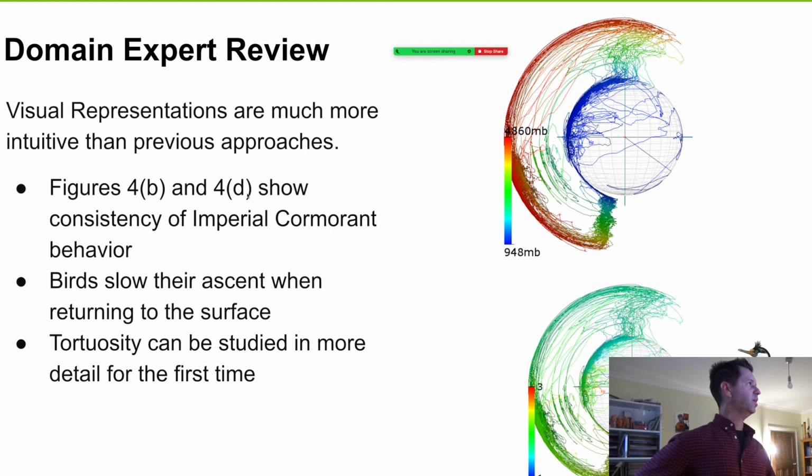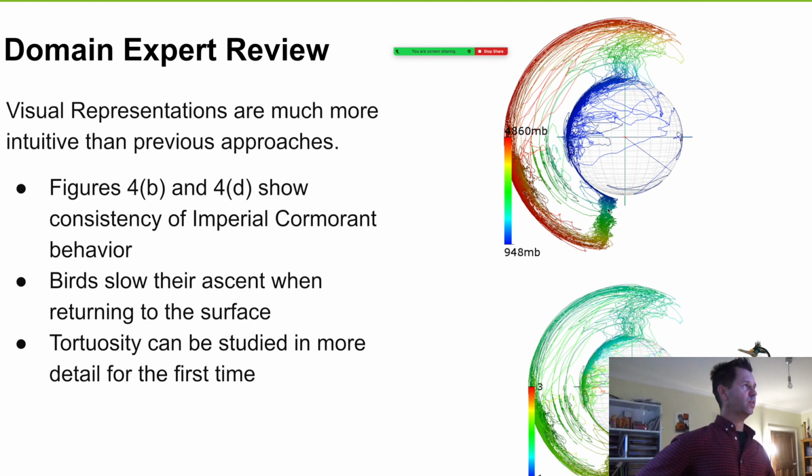Figures 4b and 4d, these two figures, show the consistency of imperial cormorant behavior. So this is showing multiple dives, multiple deep water swims. There's always this hunting behavior in the middle, and then there's always this ascent behavior at the end. And so this is a periodic behavior that's repeated over and over and over again.